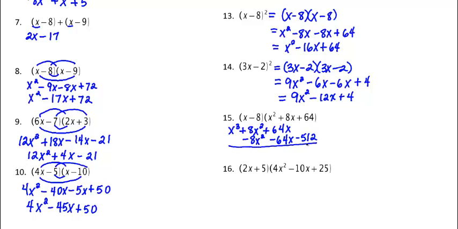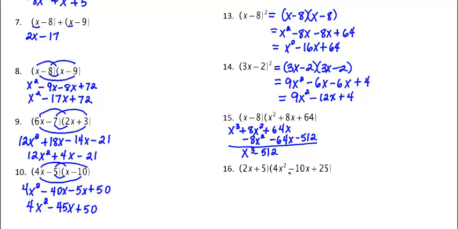Combining those like terms, notice that the square terms and the x terms add to 0, so we're just left with x cubed minus 512. So this is one of those difference of two cubes that we can see comes from a binomial times a trinomial. Number 16 is 2x plus 5 times 4x squared minus 10x plus 25.